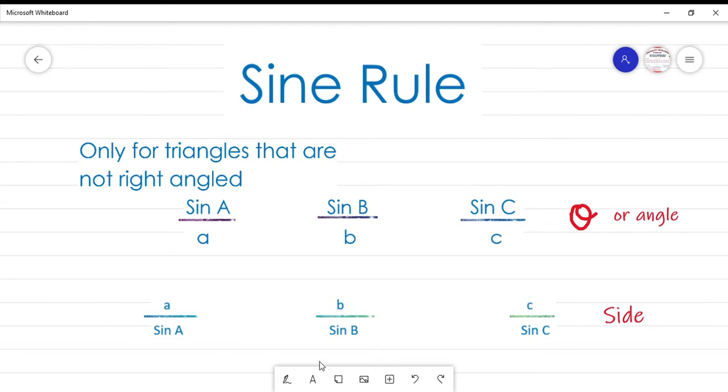Here, the other formulas I have are a over sine A, b over sine B, and c over sine C. We will use these formulas to find the side with the given angles.